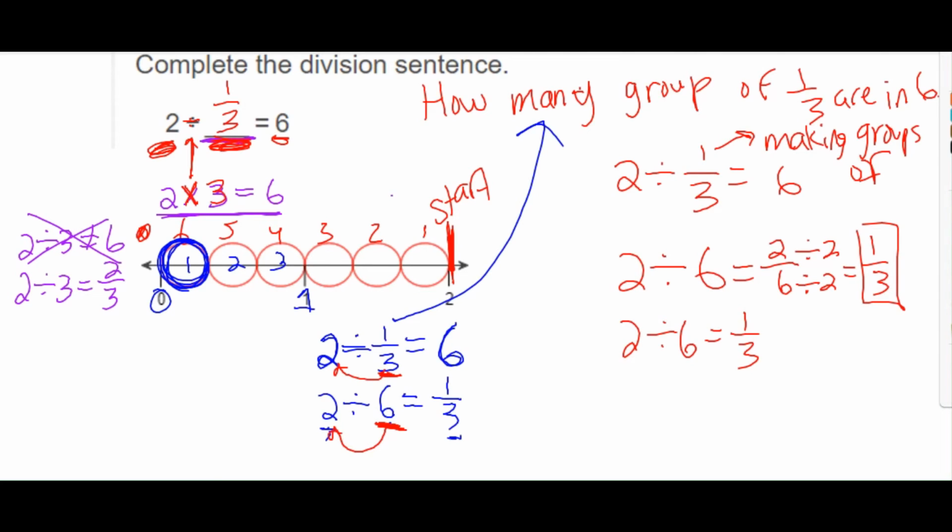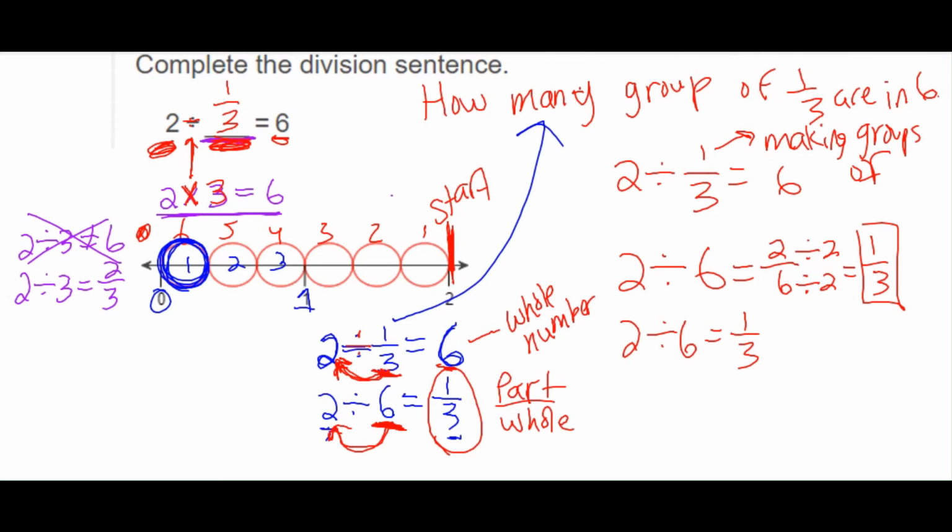And since you cannot take a whole group of 6 from 2, your answer is going to be a fraction of that, which is a part out of a whole, right? And then for this division equation, you're trying to take groups of 1/3 from 2. So since you can take more than 2 groups of 1/3 from 2, your answer is going to be larger. You can take whole numbers. So this is going to be larger, a whole number.